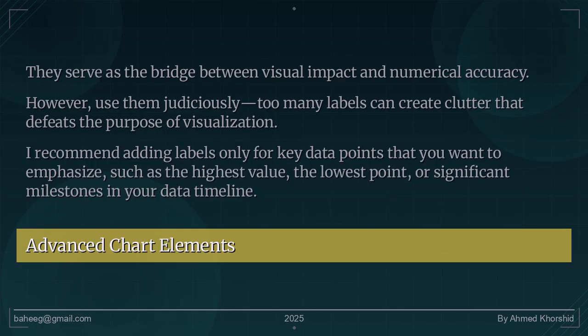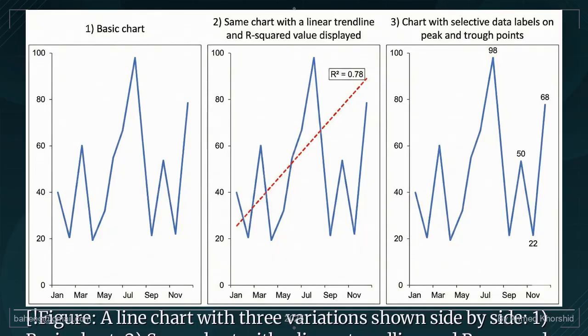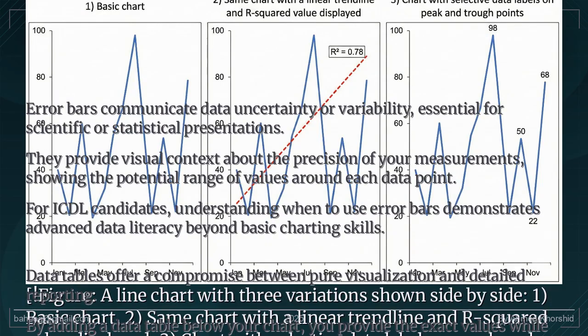Advanced chart elements. Figure, a line chart with 3 variations shown side by side. 1. Basic chart. 2. Same chart with a linear trend line and R-squared value displayed. 3. Chart with selective data labels on peak and trough points.